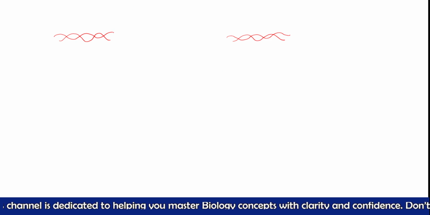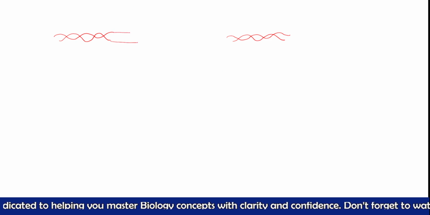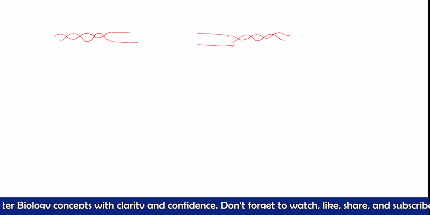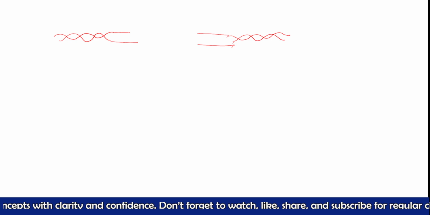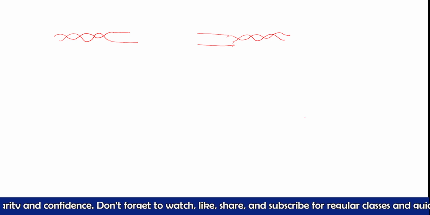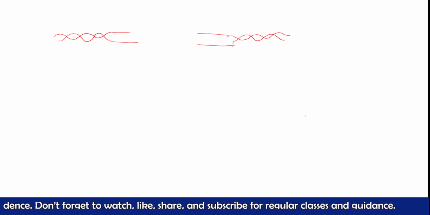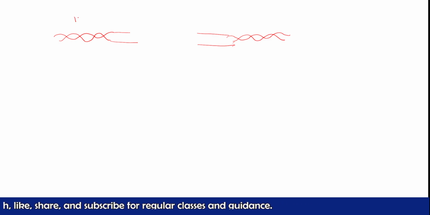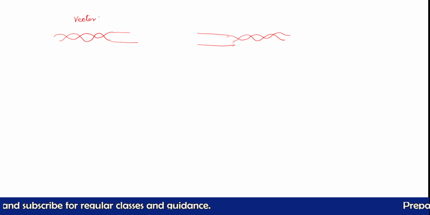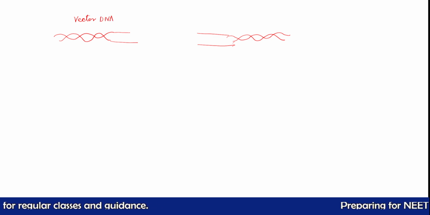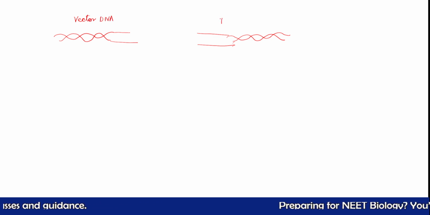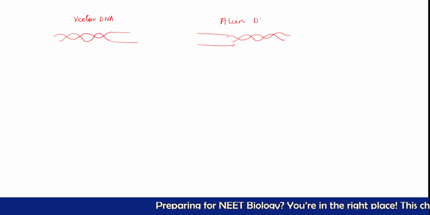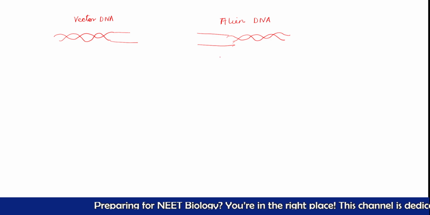In the vector DNA and alien DNA, we need to cut the DNA strand. And with the help of what? We can cut the DNA strand with the help of molecular scissors called a restriction enzyme. Here we are using the same restriction enzyme to cut both the vector DNA and the foreign DNA. This is the vector DNA and this is the foreign DNA or alien DNA.